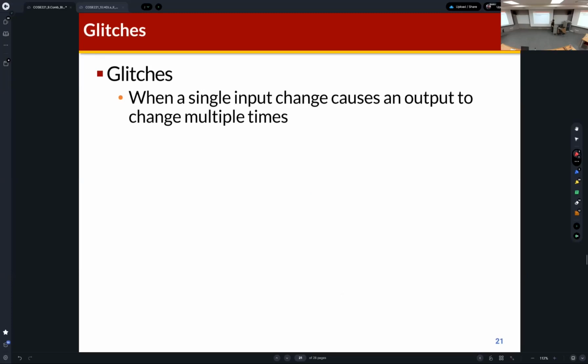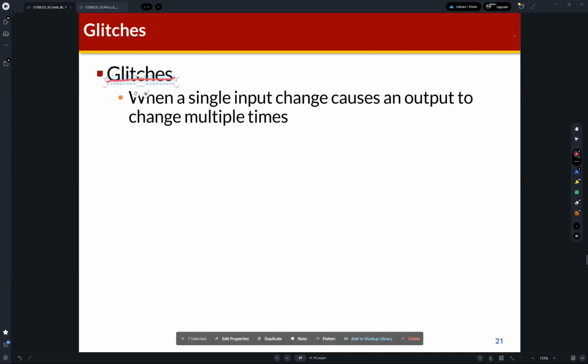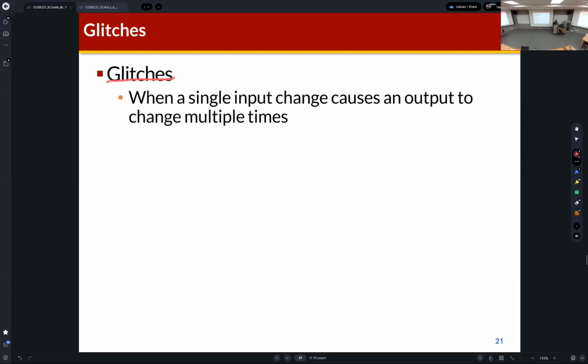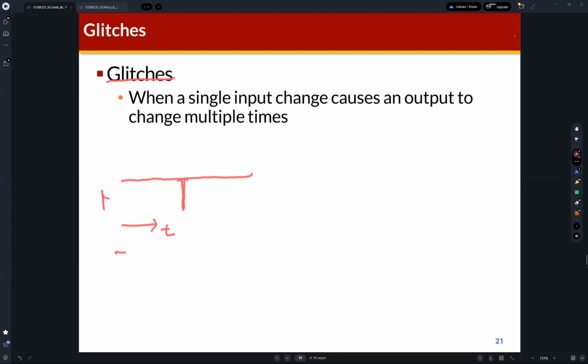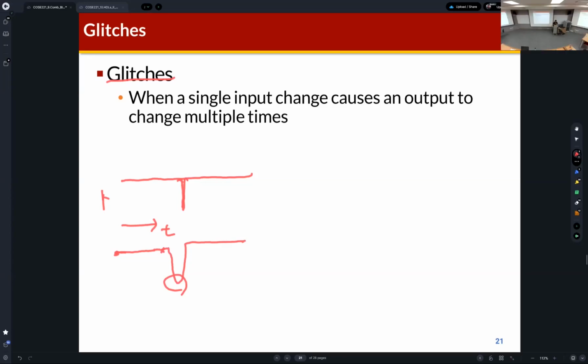Okay, so then let's learn about glitches. What is a glitch? So a glitch means that this is a continuous signal, right? But if we can observe some changes like this, where this is the time and this is the signal value, and the signal is continuously high but it changes like this. Okay, and this is called a glitch.